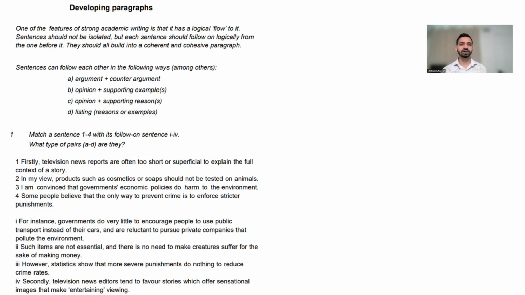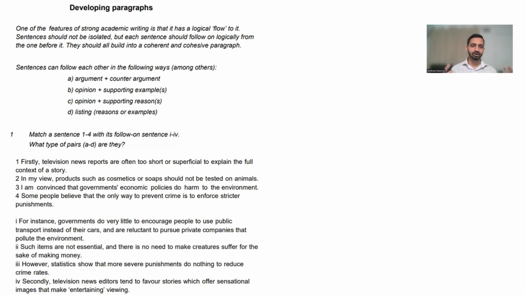All right, so developing paragraphs, the first activity. In this one, I'm going to read it out to you. One of the features of strong academic writing is that it has a logical flow to it. Sentences should not be isolated. So when you're writing, it should have logical flow. All of the sentences should be connected to each other.